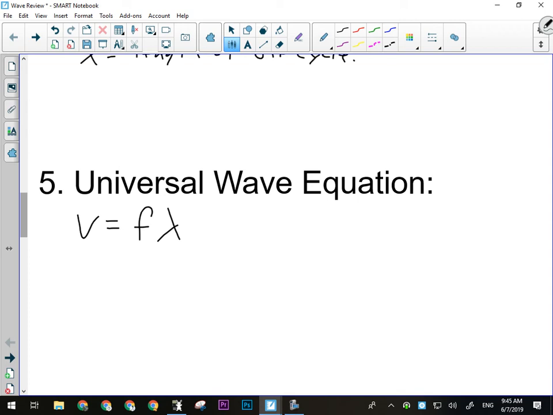So you could very likely have something like a person in a boat, this many waves goes by, or an echo question, because we dealt with those as well. Expect some kind of contextual question like that involving the universal wave equation. Remember that the other way you can write this is lambda over T, because T equals 1 over f and f equals 1 over T. It's a formula that will come up occasionally on the exam.